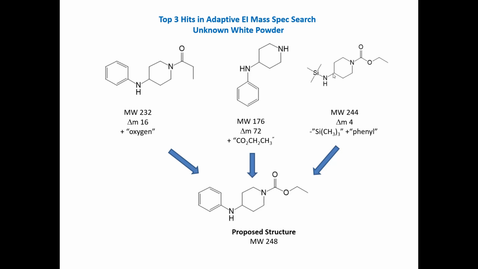So as is the case for a lot of adaptive searches, you often get 3 to 5 hits in the search that tell you something about the molecule, and you have to merge them together to get a proposed structure. So if we merge this one, we have to put an oxygen in for the one on the left. The middle one, we use the central part of the molecule. And for this one, we went with the carboethoxy group being attached to the nitrogen.